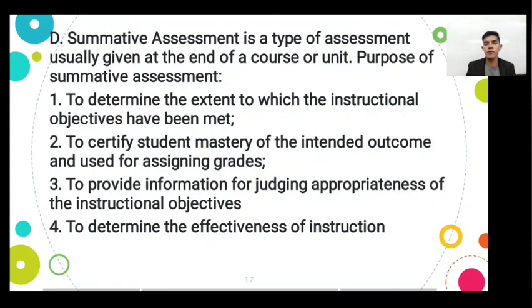Okay, next we have number 4, to determine the effectiveness of instruction. Ito na. To determine the effectiveness of instructions, ano to? Bakit may ganito? Okay, paano? Now, to determine the effectiveness of instruction, meaning to say we as a teacher, do we discuss the lesson, do we tackle the lessons well for the students? Do the students cope up with our teaching strategies? Okay po, paano natin malalaman yon?